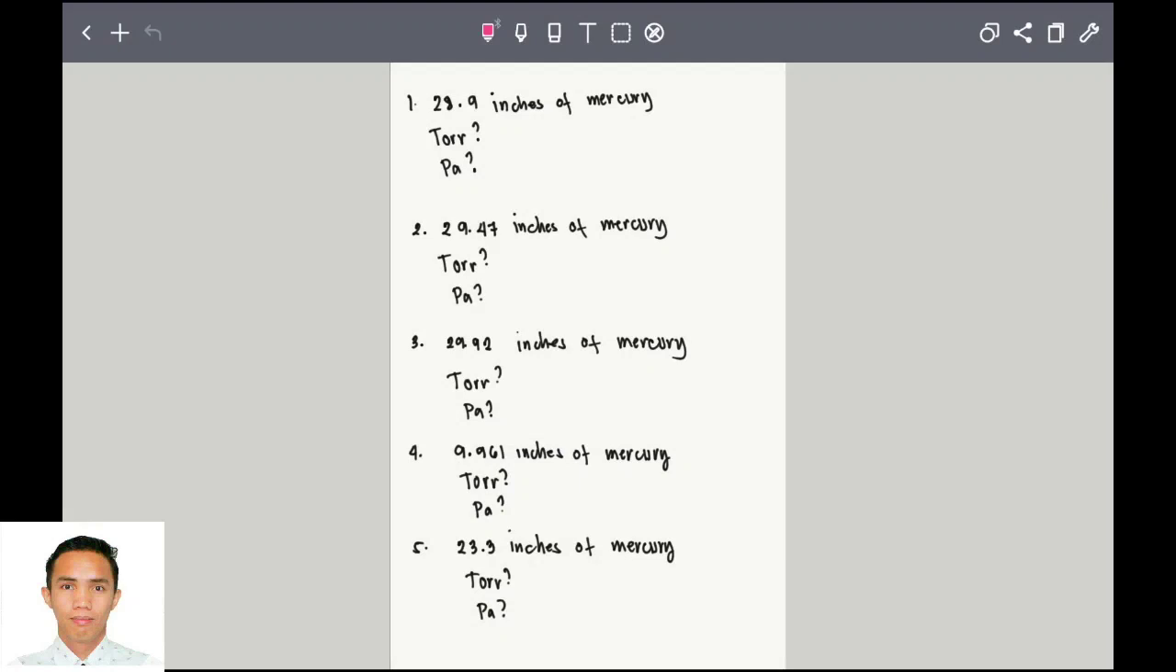So, the teacher will give you exercises here. Then find the equivalent of torr and Pascal. One, two, three, four, five questions. And then let's watch a video.